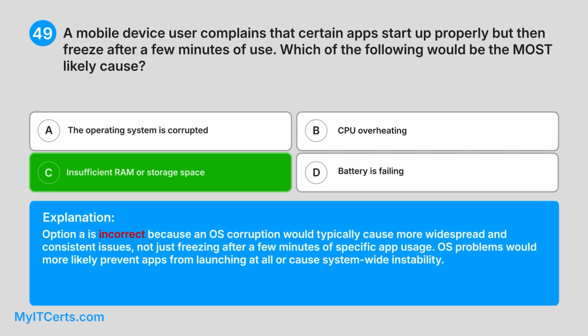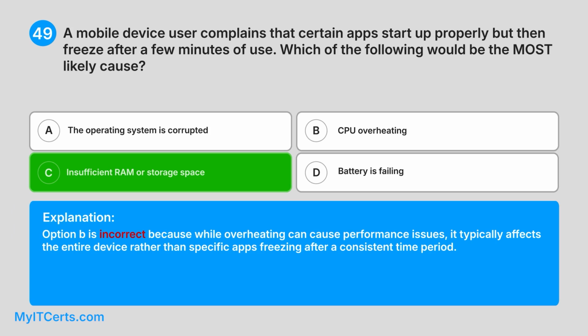Option A is incorrect because an OS corruption would typically cause more widespread and consistent issues, not just freezing after a few minutes of specific app usage. OS problems would more likely prevent apps from launching at all or cause system-wide instability.